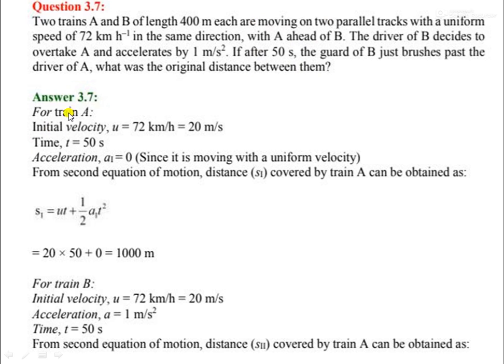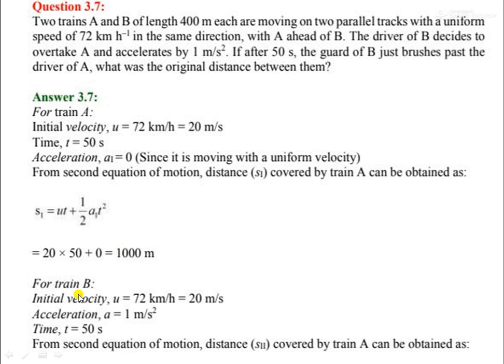So first, for train A, the initial velocity is 72 km per hour or 20 meter per second. This you can convert by multiplying 72 by 5 by 18. So it becomes 20. Time is 50 seconds. Acceleration is 0, because it is moving with uniform velocity. Now if you apply the second equation of motion, distance covered by train A can be obtained as s equal to ut plus half at square. So in 50 seconds, train A is moving ahead by 1000 meter.